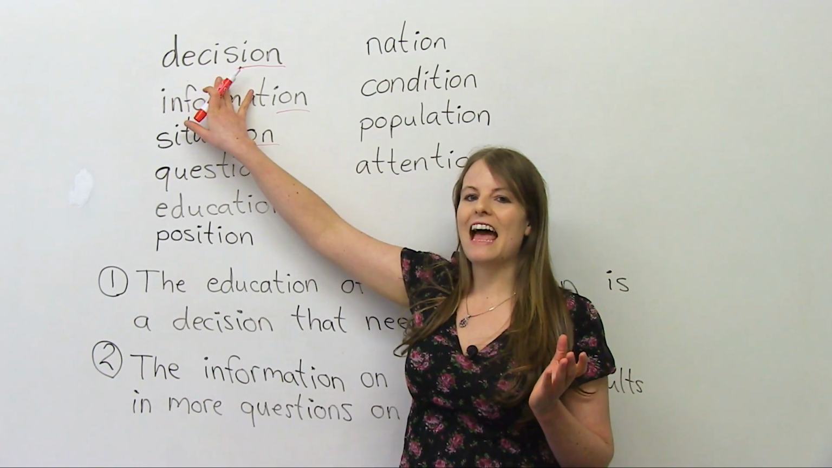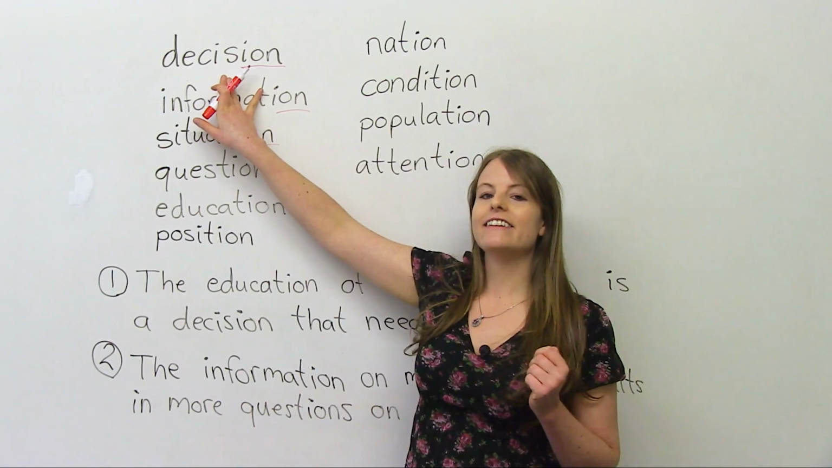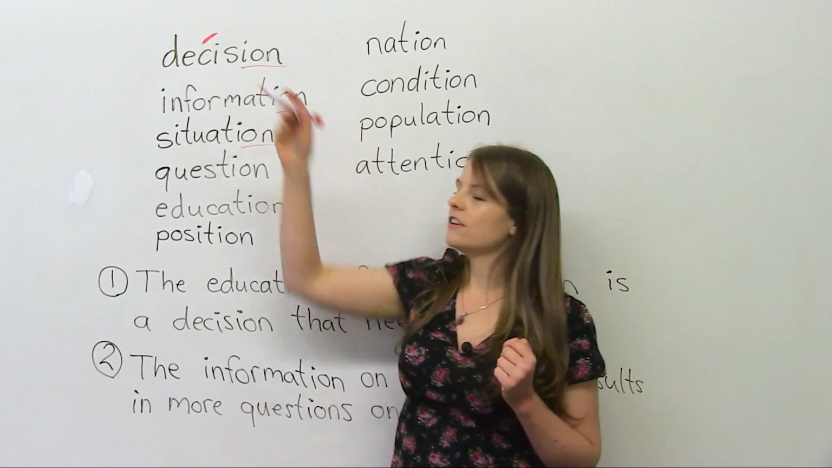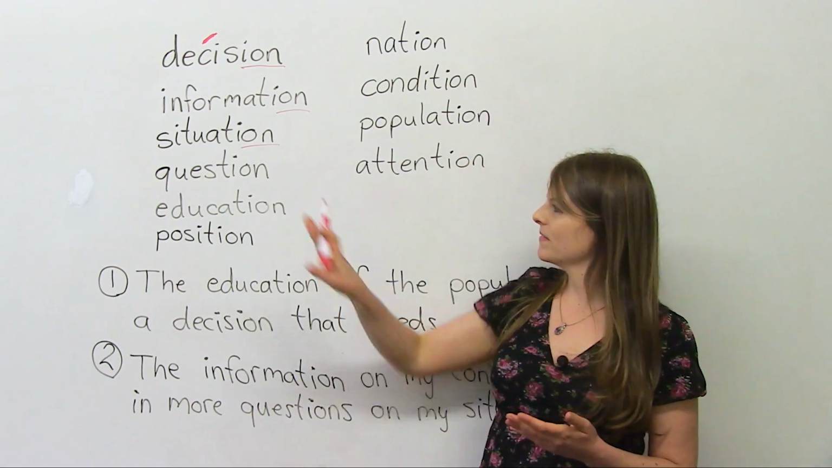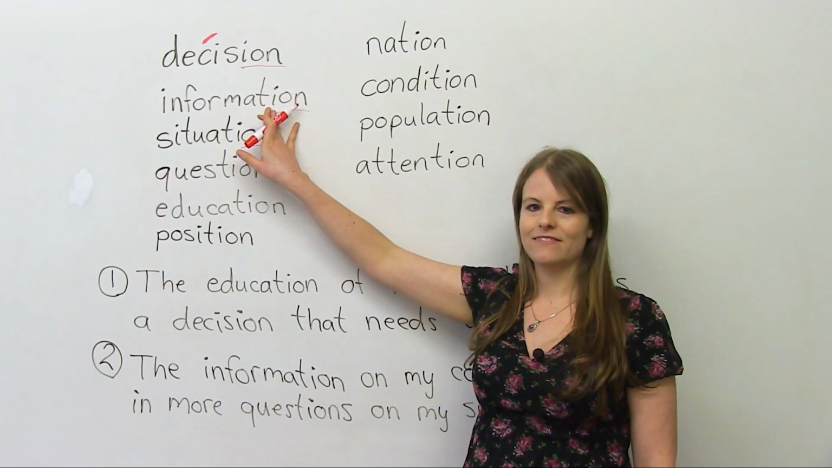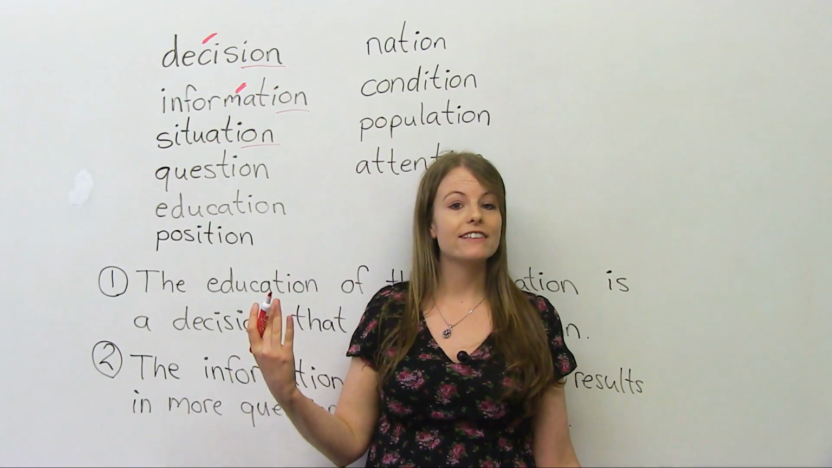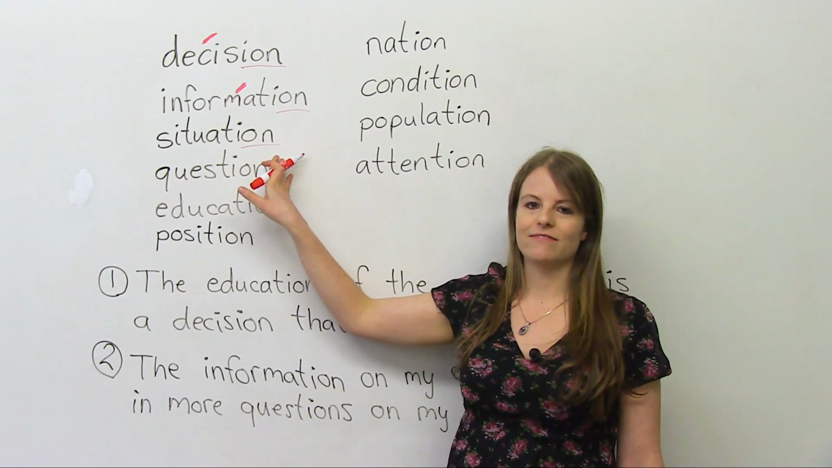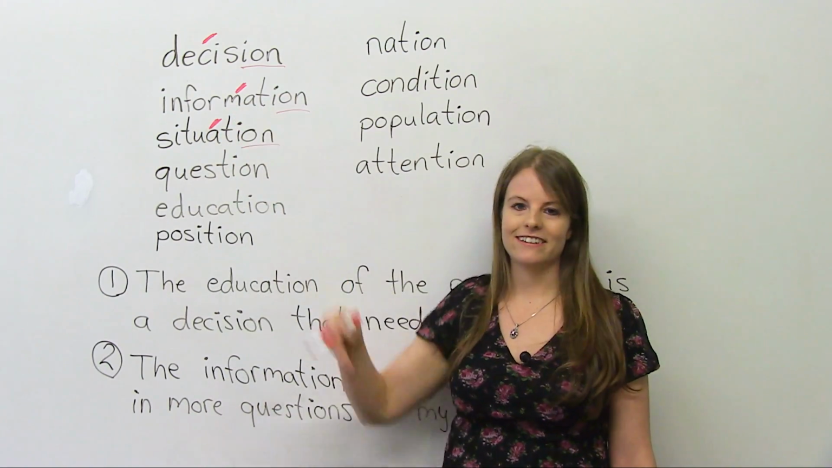What part do I say louder and longer? Decision. Decision. If you said si, you are correct. Decision. Okay, what about the next one? Information. Information. Good. If you said me, correct. Situation. Situation. Okay, hopefully you said yay.